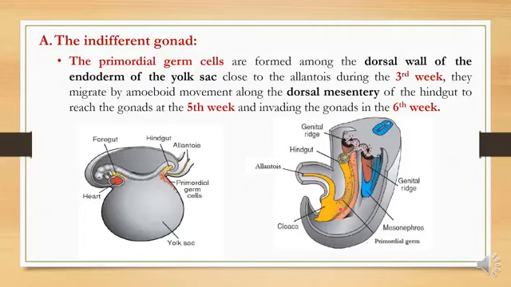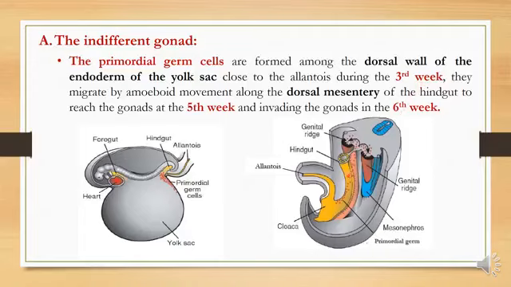The primordial germ cells are formed among the endodermal cells of the dorsal wall of the yolk sac, close to the allantois, during the 3rd week.